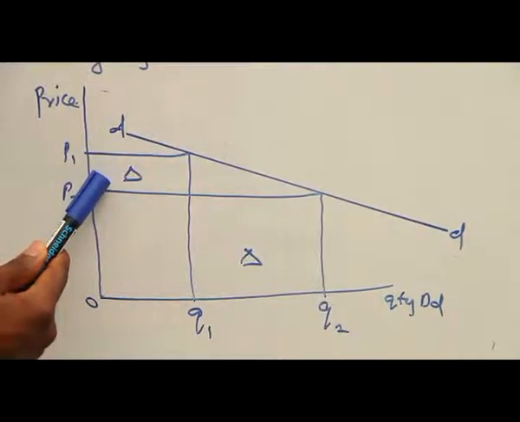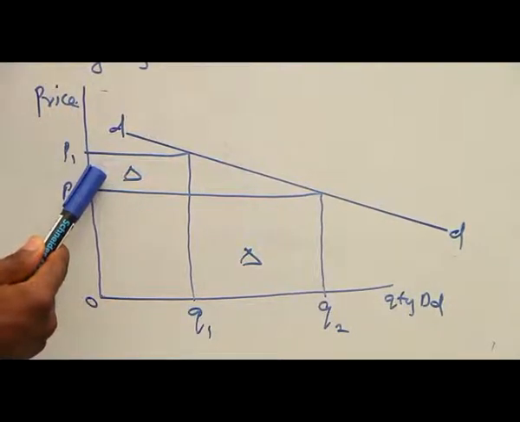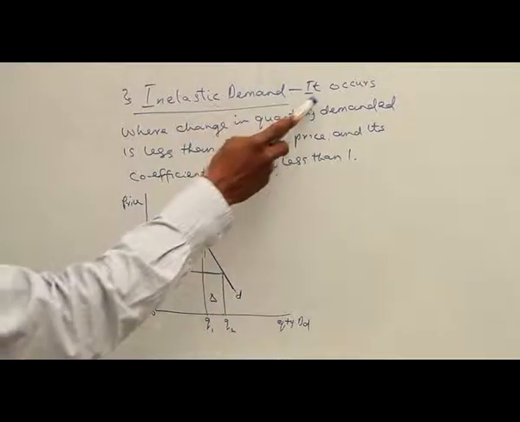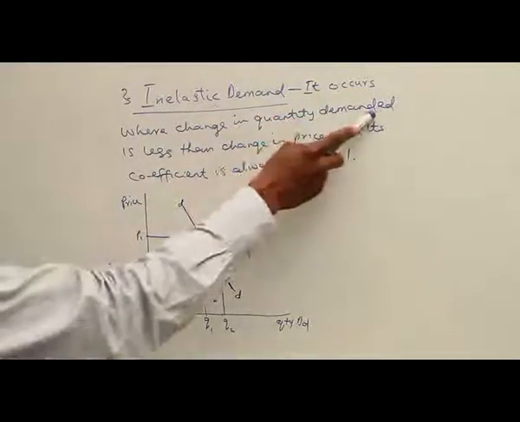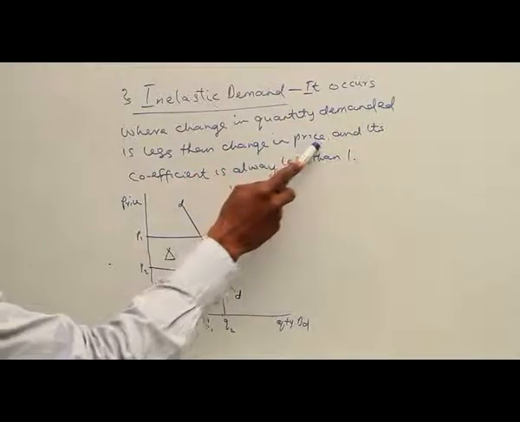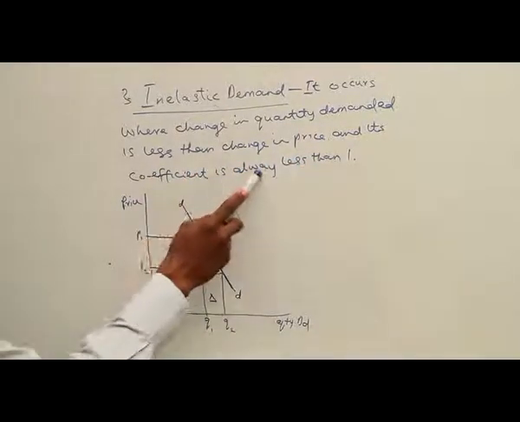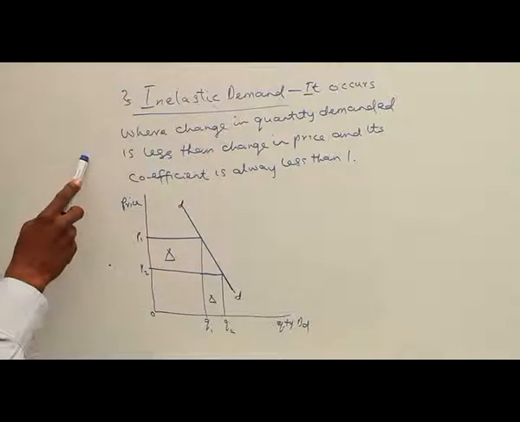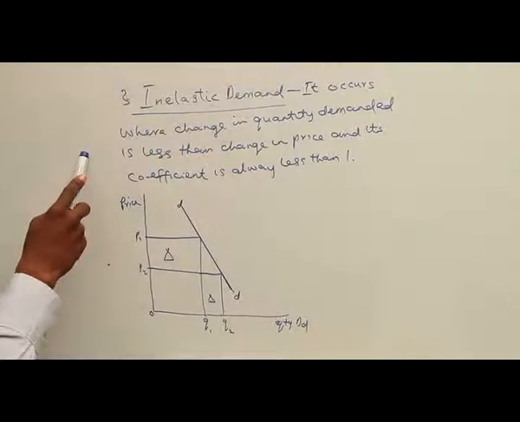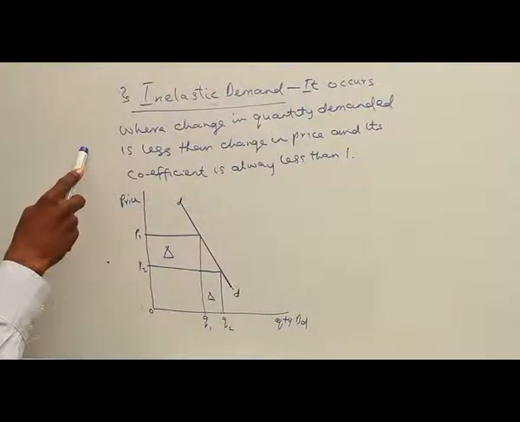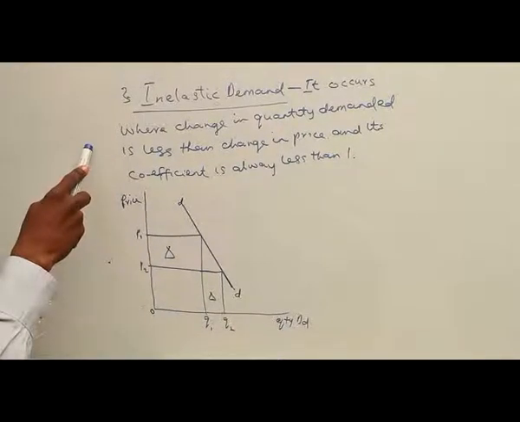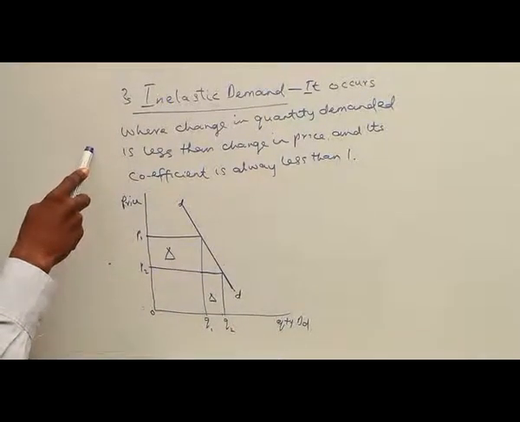Although after the calculation, you are going to have minus 1, you ignore the negative sign and interpret the value, which is greater than 1. Number 3, inelastic demand. It occurs where the change in quantity demanded is less than the change in price, and its coefficient is always less than 1. Here, when you calculate price elasticity of demand, you are going to have a negative answer, as I've said, but you still ignore the sign and interpret the value. So if the value is less than 1, it implies that the price elasticity of demand is inelastic.